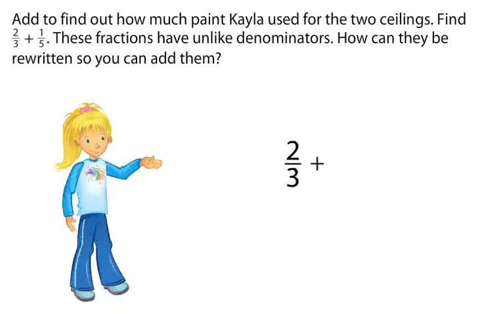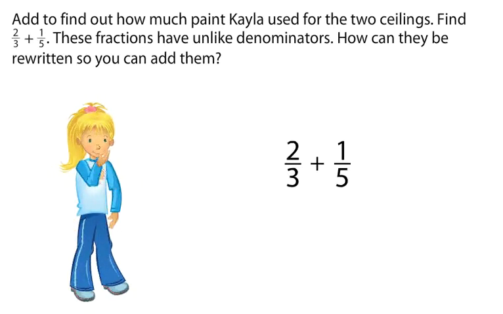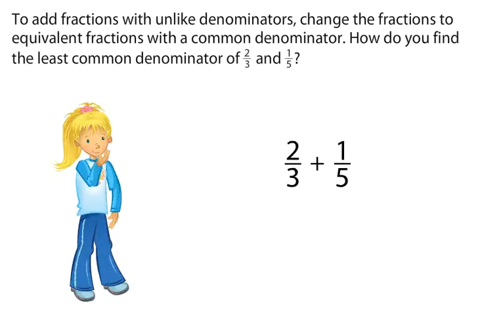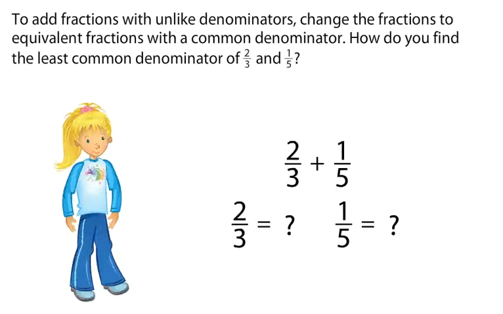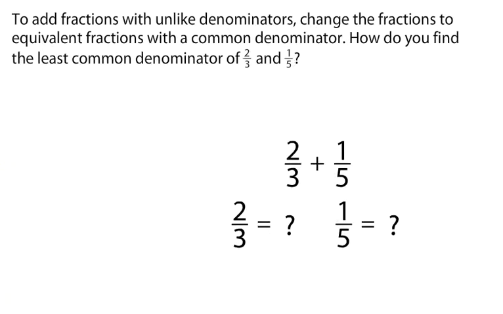Find 2/3 plus 1/5. These fractions have unlike denominators. How can they be rewritten so you can add them? To add fractions with unlike denominators, change the fractions to equivalent fractions with a common denominator. How do you find the least common denominator of 2/3 and 1/5?